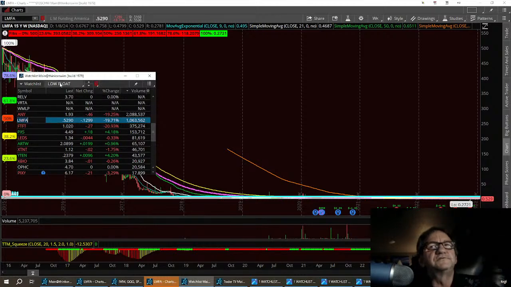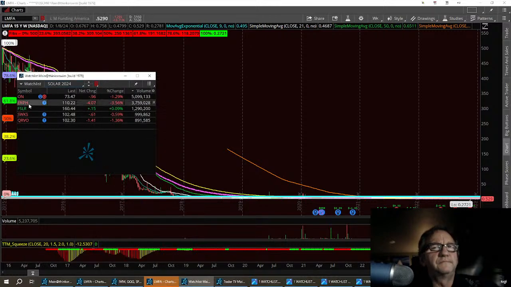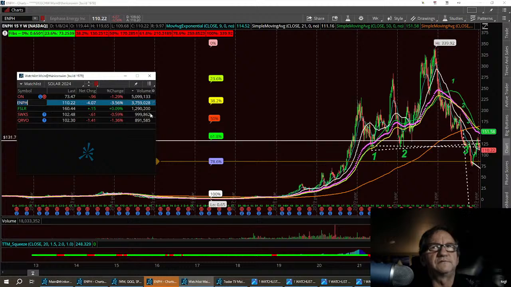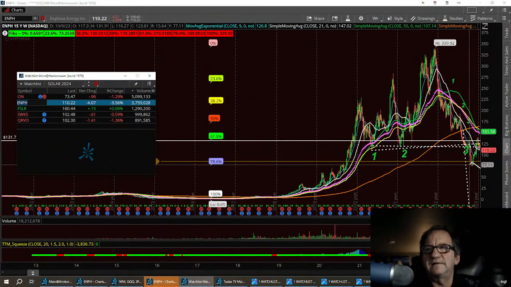So I used to trade the heck out of these low floats because they were good at the time, but they're not good anymore. I got what I see in here, solar 2024. So I got a watch list for solar that I can be trading pretty soon. But ENPH has had a heck of a run. Now we pulled back, and this could be something to be watching here.